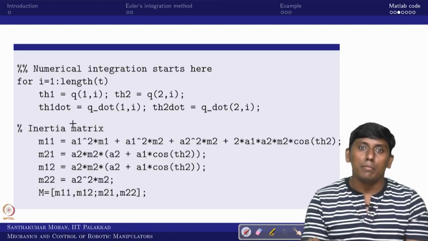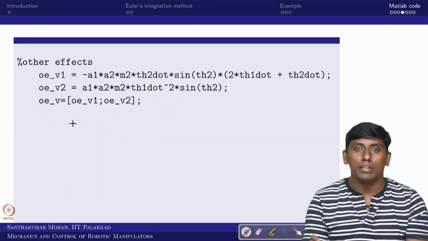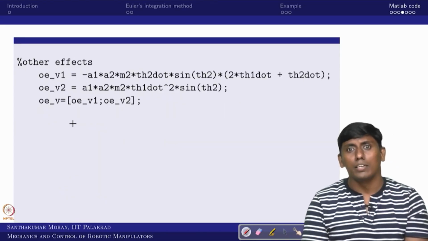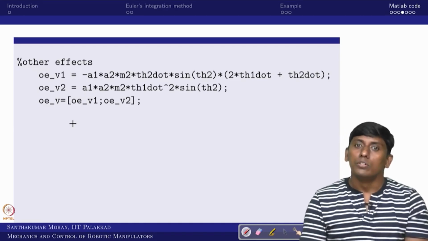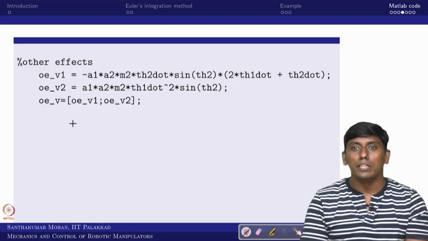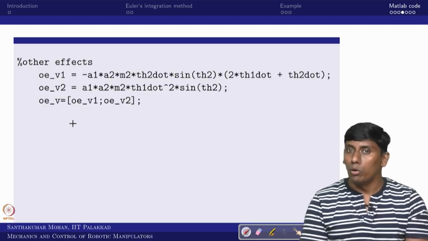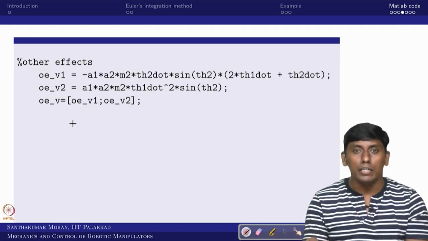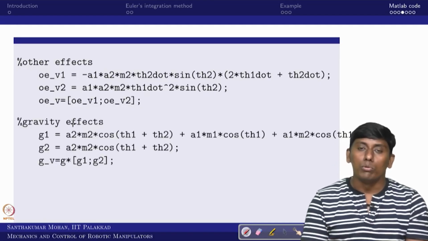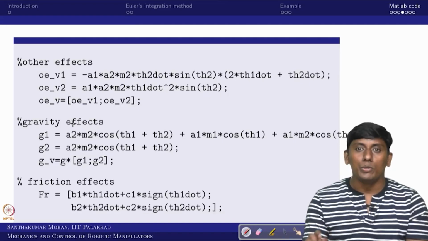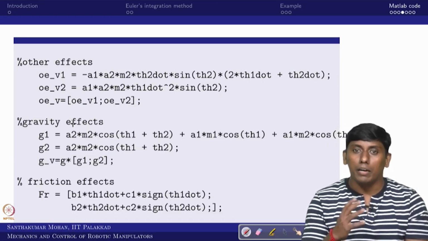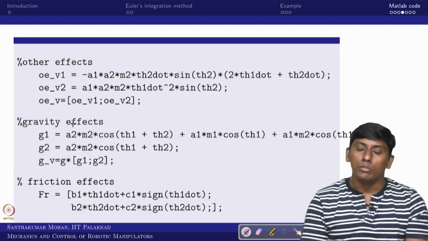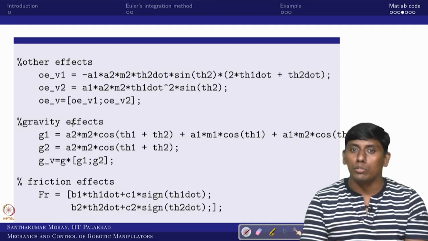Once we know the inertia matrix, what we can do is the other vector, which we call other effects here, which is equivalent to V of q comma q dot. This is nothing but the centripetal and Coriolis effect, that can be given as this. Then we can go to the gravity effect. Finally you can come to the frictional effect. Although C1 and C2 are 0, I make it a generalized one. So in that sense C1 and C2 can be non-zero also.